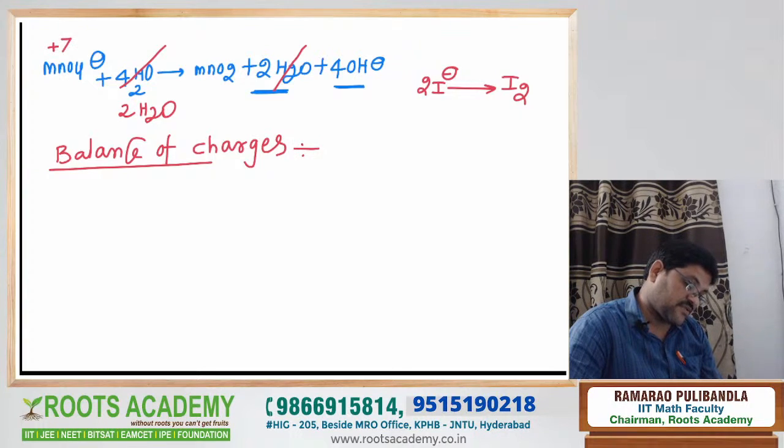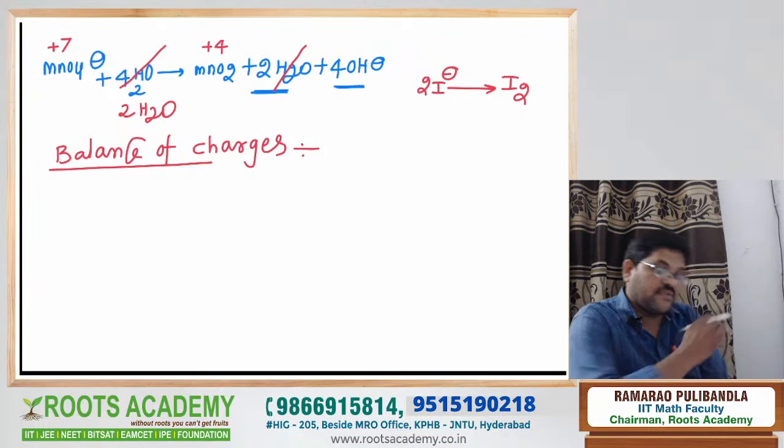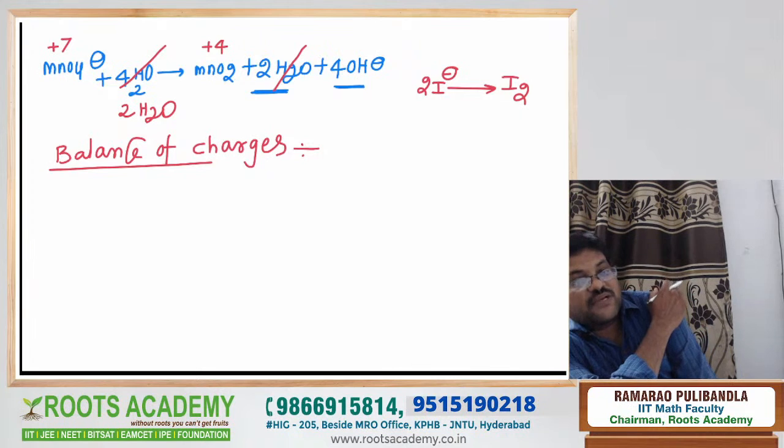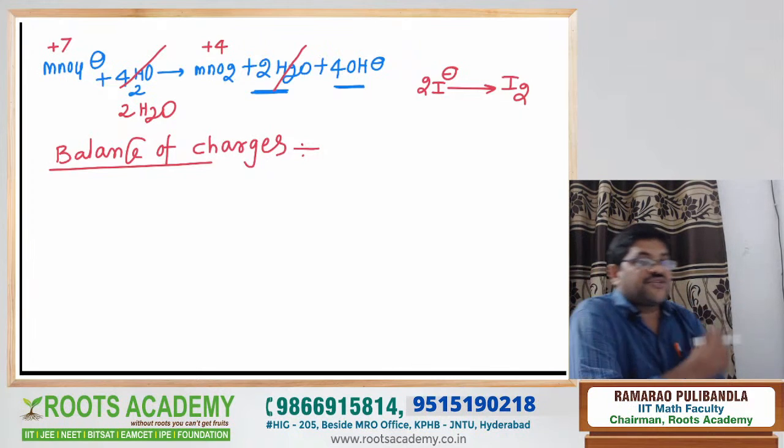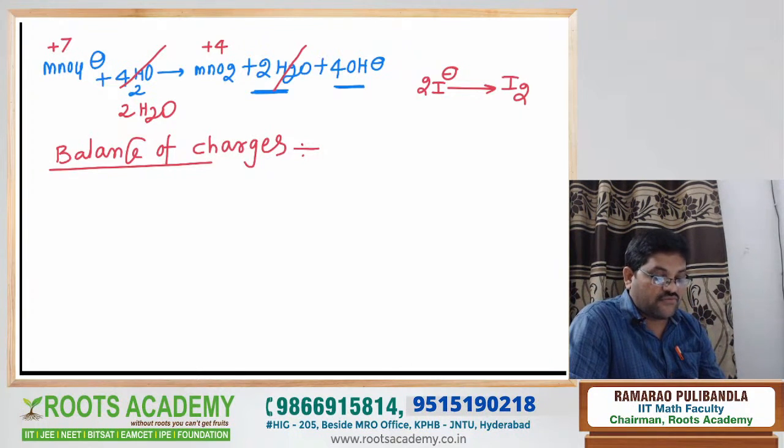Manganese plus 7 state becomes manganese plus 4 state. So plus 7 becomes plus 4, which means reduction by 3 moles of electrons. Below manganese 1 atom is there. Plus 7 becomes plus 4, reduction by 3 moles of electrons.